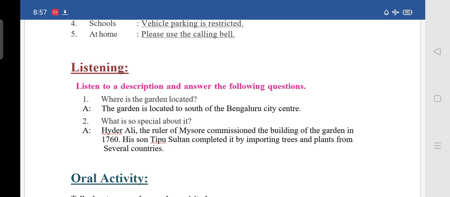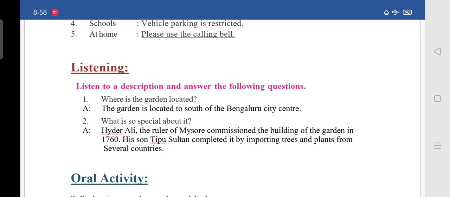And there are two questions for us, and I have already written them for you. What you do is you write them in your notebooks. Okay. See the first one. Where is the garden located? Where is the garden located? The garden is located to the south of the Bangalore city center, isn't it? The garden is located to the south of the Bangalore city center.